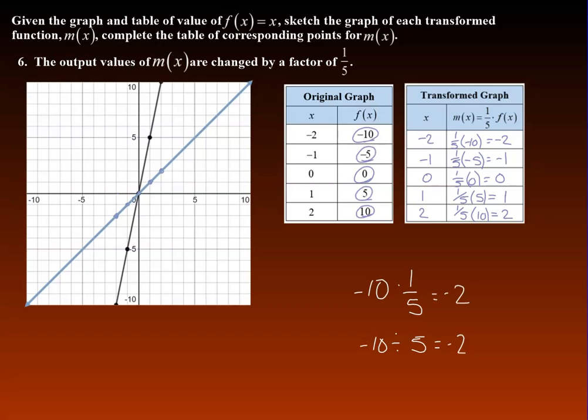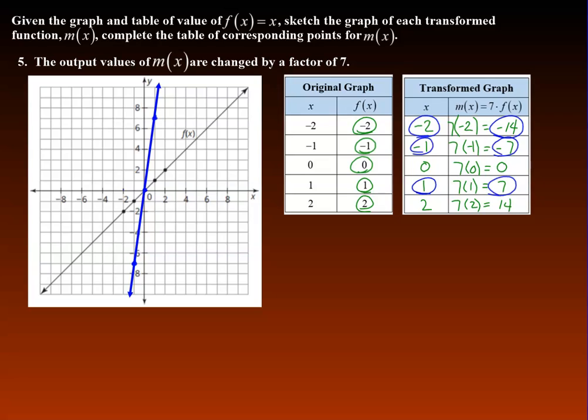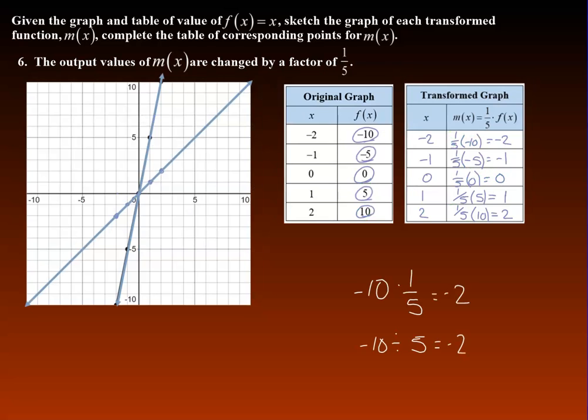Notice that this is really steep to begin with, and then the fraction made it less steep. Where on the last one our graph was not very steep, but the 7 made it very steep. And then think about what a negative factor would do. Instead of going up, the graph would go down. And with that, that's how we do dilations of linear functions.